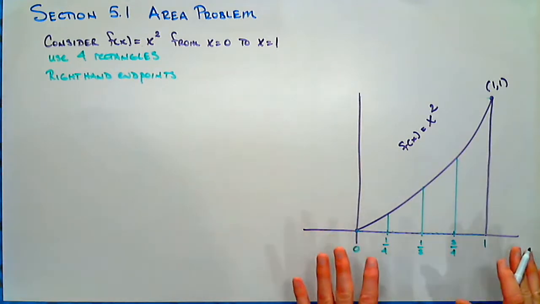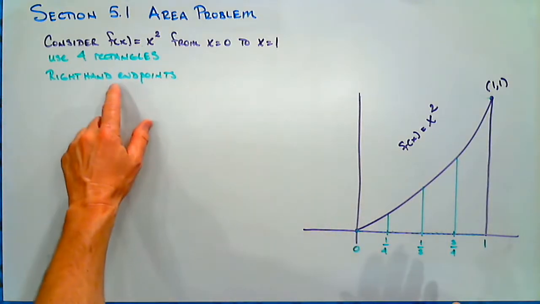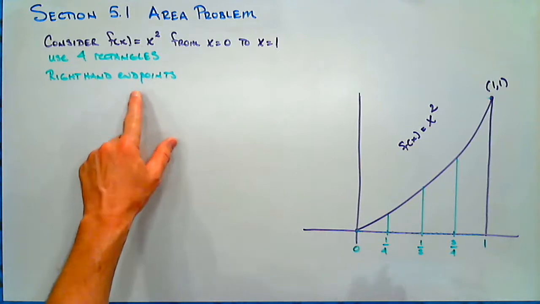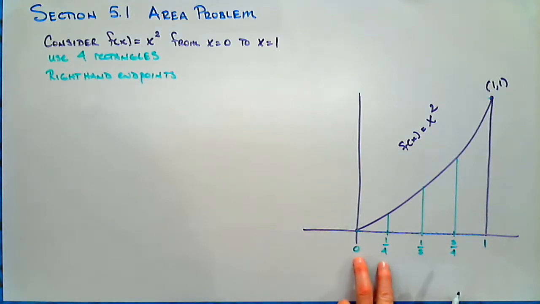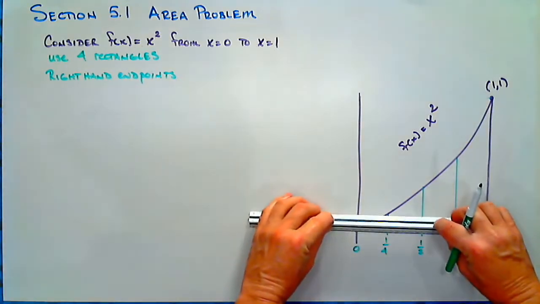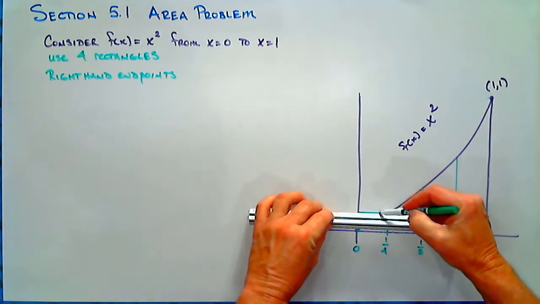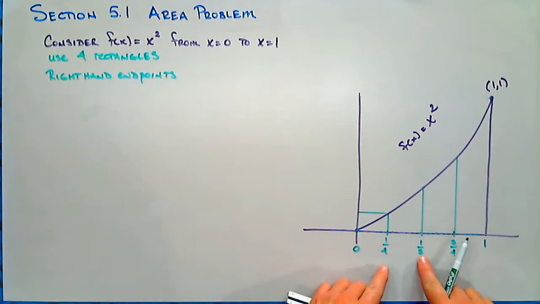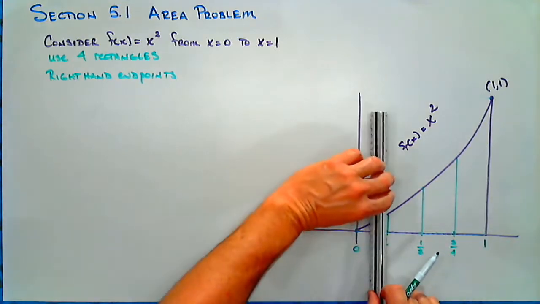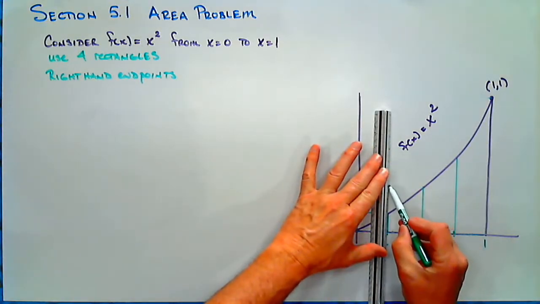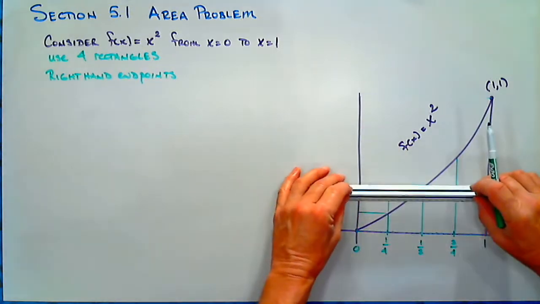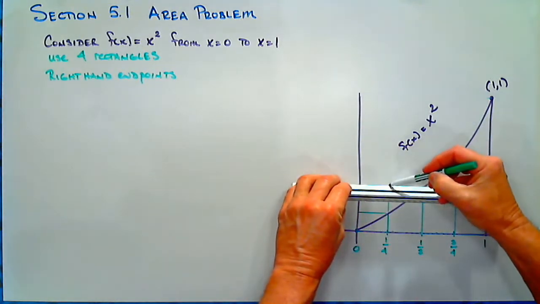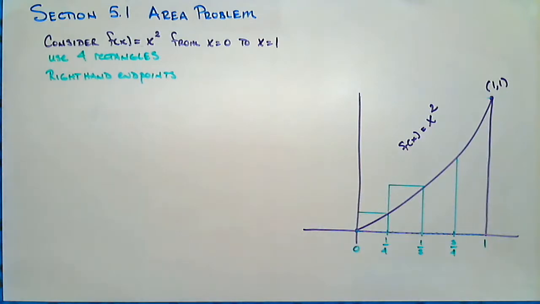Right-hand endpoints are exactly what the term says. A right-hand endpoint means we're going to take this subinterval right here, and we're going to choose the right-hand side. The right-hand side being 1/4, and we are going to use 1/4 to determine the height of our rectangle. Then we're going to come to this interval, and we're going to take the right-hand side. The right-hand side is going to be 1/2, and we're going to use 1/2 to determine the height of our rectangle.